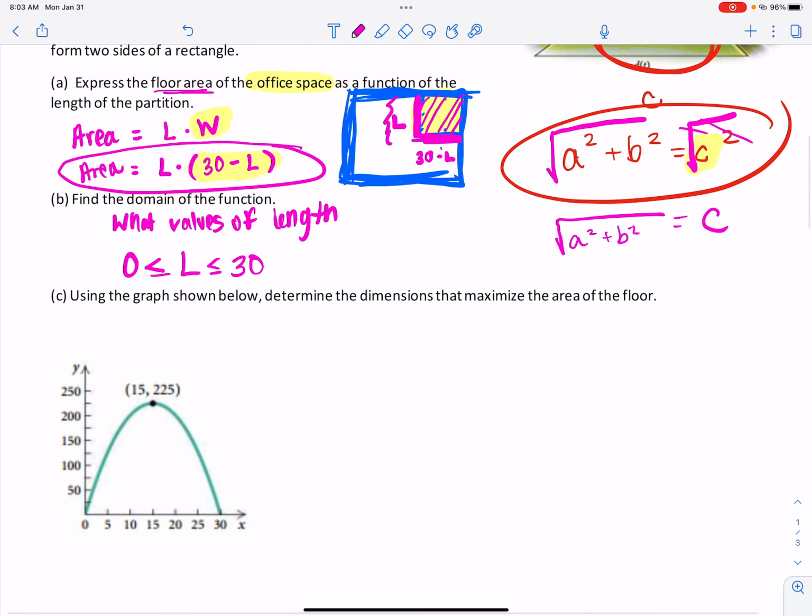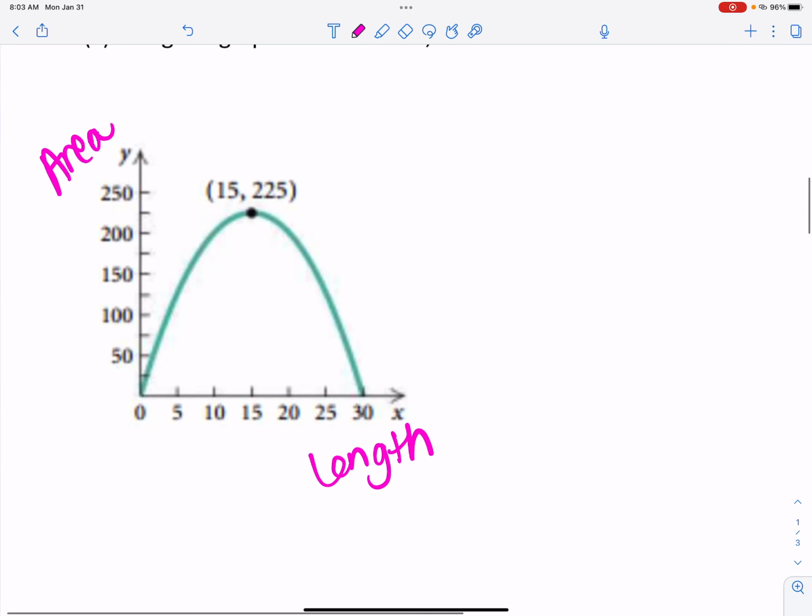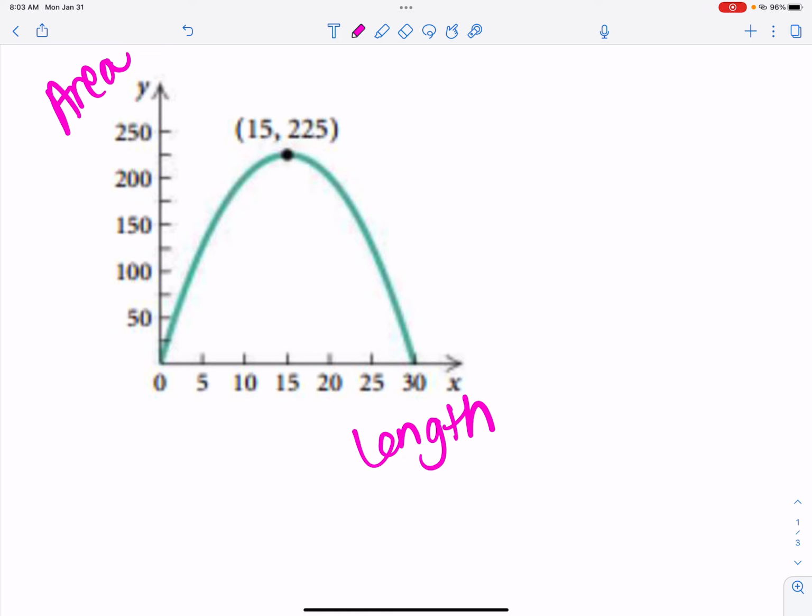All right, now this graph, it gives us a graph. I don't think I labeled it, but this y-axis represents the area, and this x-axis represents the length of this office space that they choose. And it says, determine the dimensions that maximize the area of the floor. Now, it's pretty obvious. All you have to do is look at this graph and tell me the maximum area. So you just look for the highest point on this graph, which I've marked out very obvious for us, is this point right here. And so the maximum area, remember, my y value is the area, would be 225.